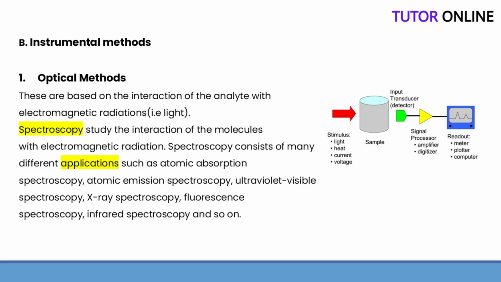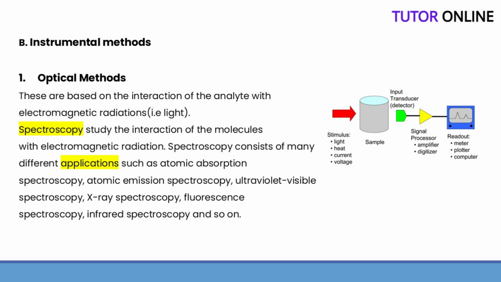There's a difference between spectroscopy and spectrometry. In spectroscopy, we study the interaction of molecules with electromagnetic radiation, whereas in spectrometry, we measure the electromagnetic radiation interaction with molecules. Spectroscopy has many applications such as atomic absorption spectroscopy.